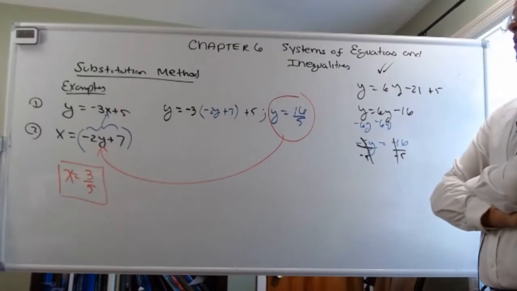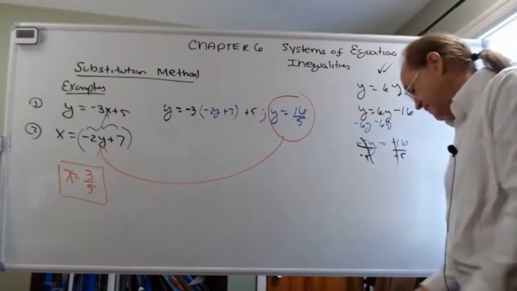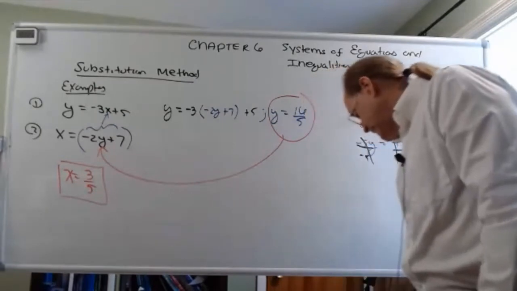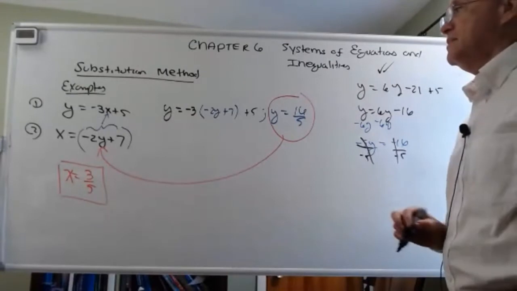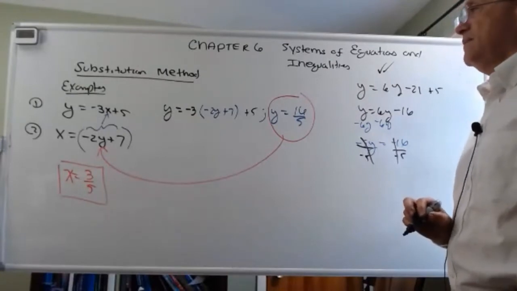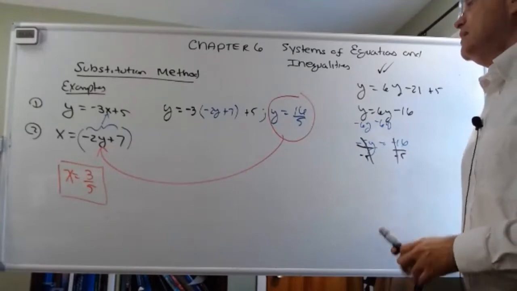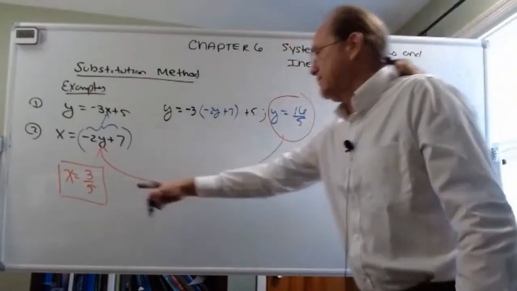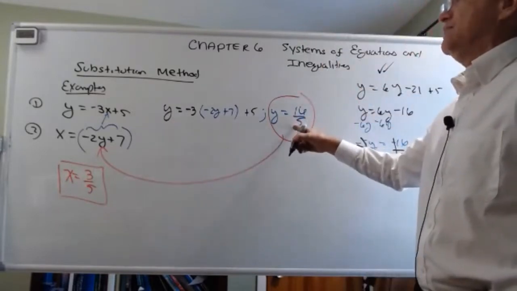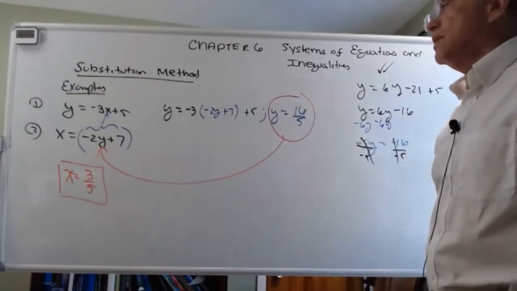Does anyone want to see how I got 3/5 there? Anyone comfortable with that? Anyone getting 3/5? Check me because I'll do it in my head to make sure I did it correctly. Everyone's comfortable with that. Okay, those are two examples. So my final answer: x is 3/5, y is 16/5. And that would be where those two graphs intersected, if you will.